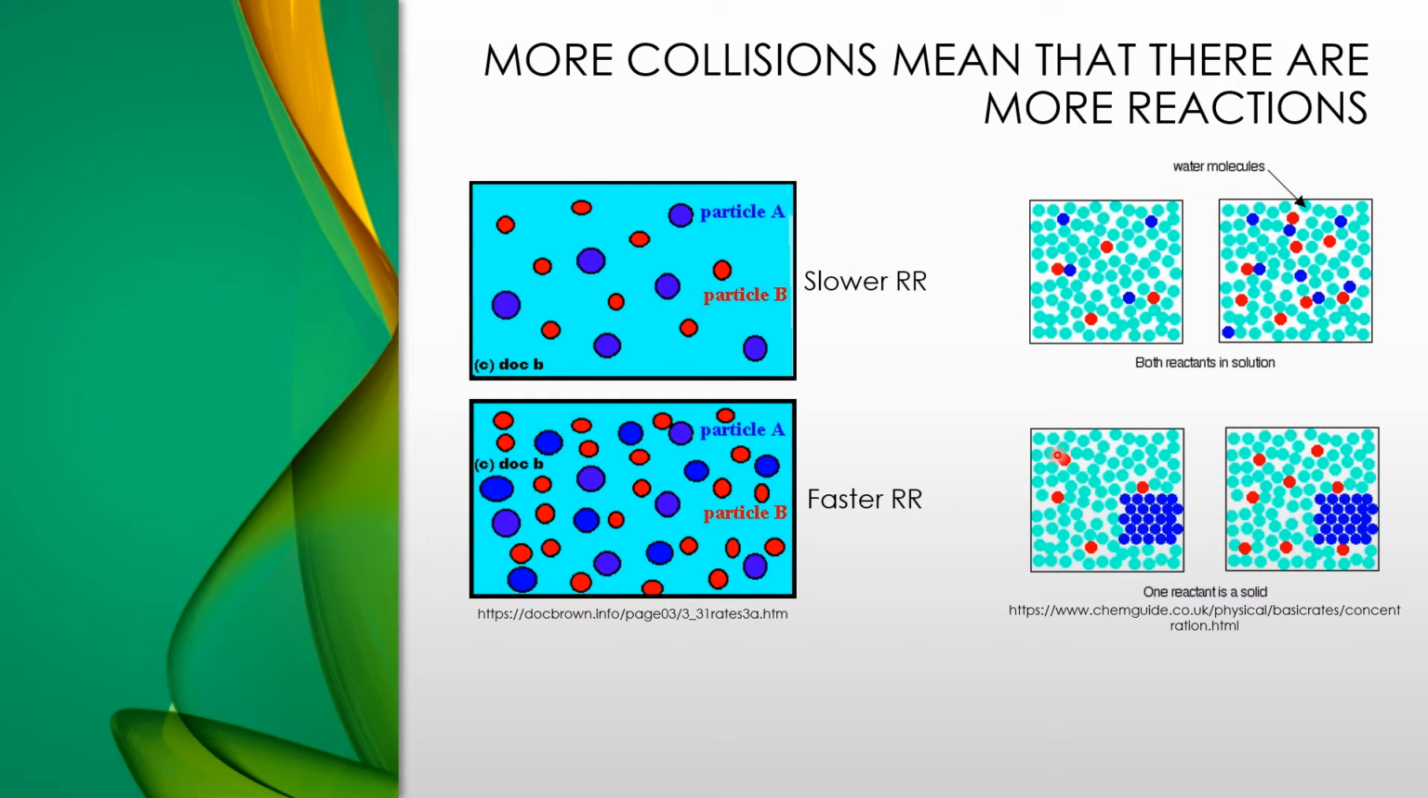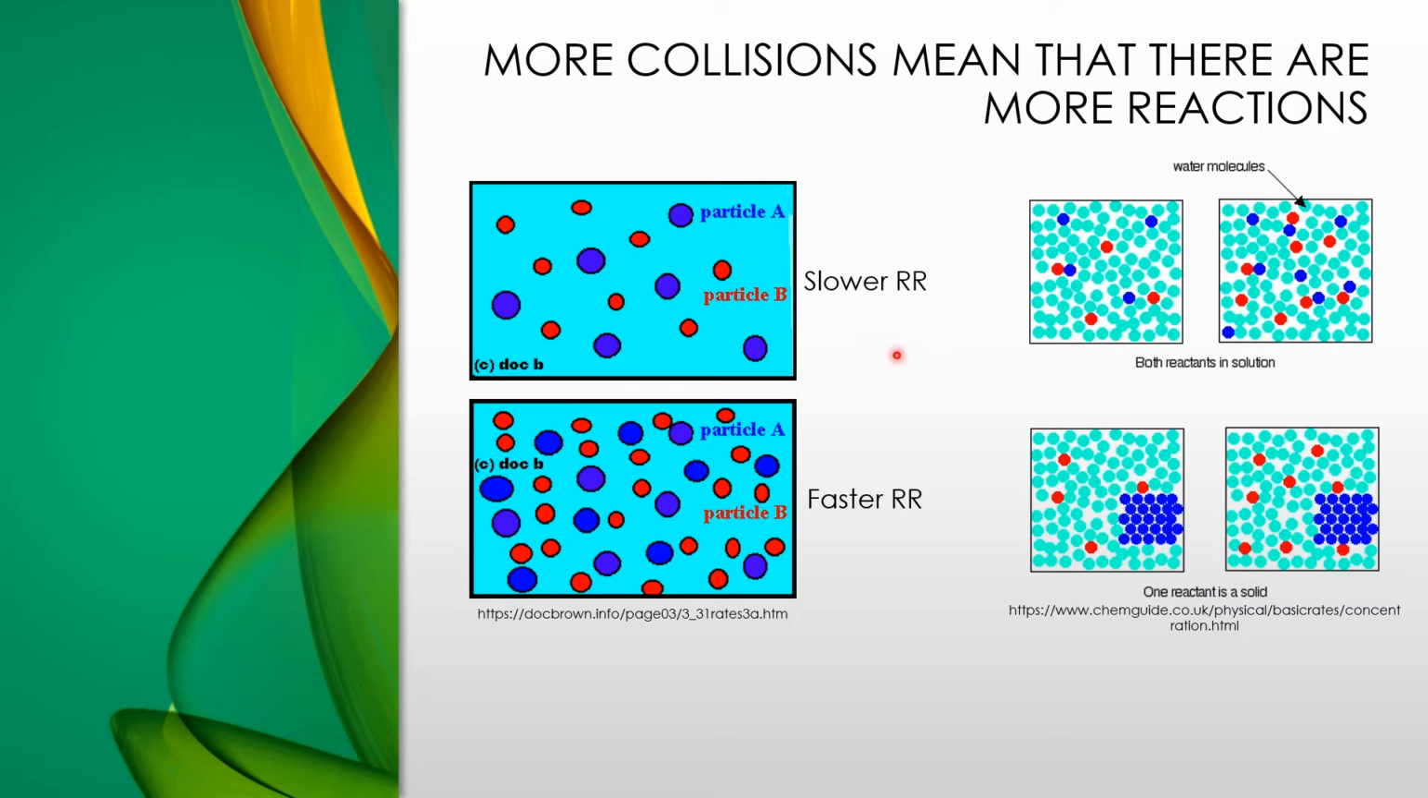Now, same process or same idea can be applied to particle diagrams, which we'll see all over the place in the chemistry sphere. And the main idea is more collisions mean that there are going to be more reactions. So in a container like this with particle A and B, because there aren't many particles in the space, the reaction rate is going to be slower compared to the reaction rate of the set of particles below, in which there are more particles put into a smaller space. Now, what that's going to mean is that there are more collisions and thus a faster reaction rate.